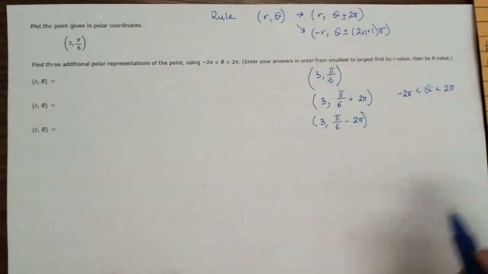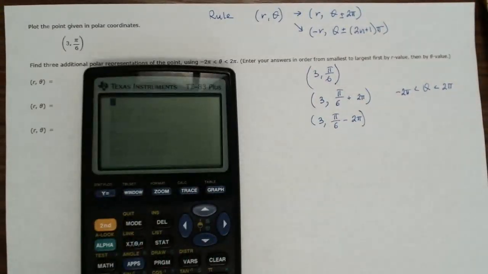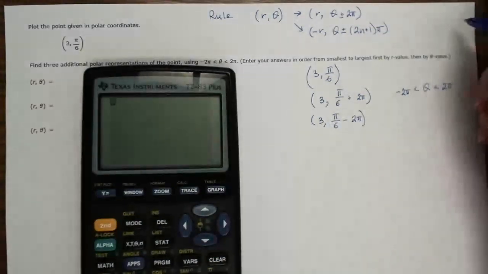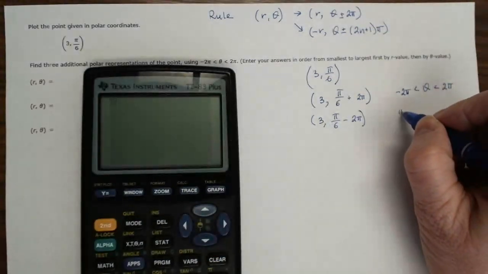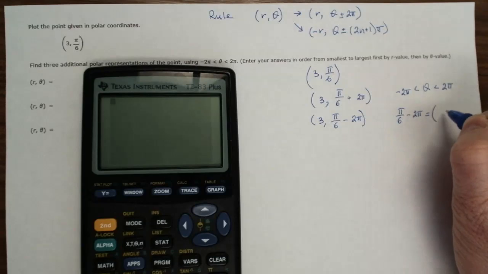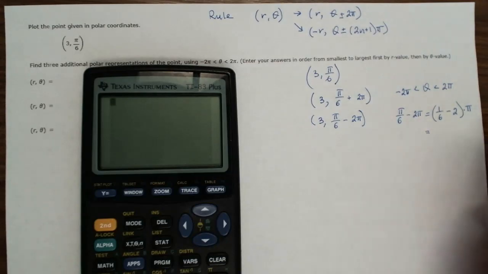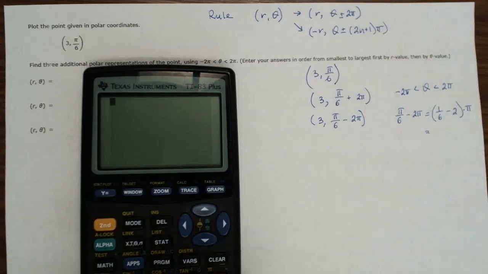I will show how to do it on your calculator. I have my calculator next to you. Or you can do it in your head if you want to. It will be right here. Pi over 6 minus 2 pi. We can simplify. We will factor pi out. So it will be 1 over 6 minus 2, and pi is factored out. Why did I do this? To spend less time calculating and make less mistakes. So I have 1 over 6 minus 2.